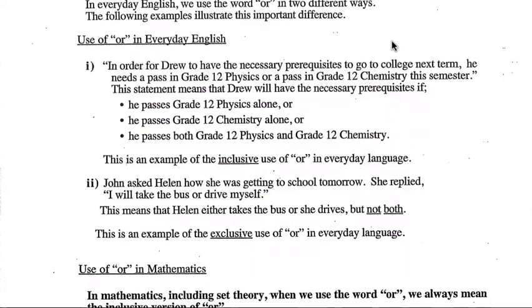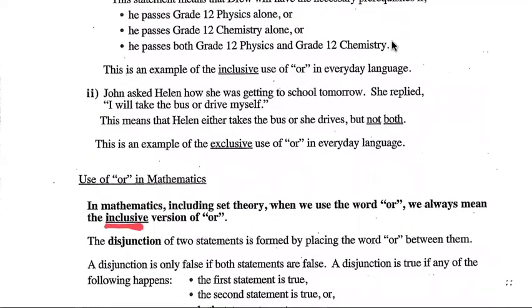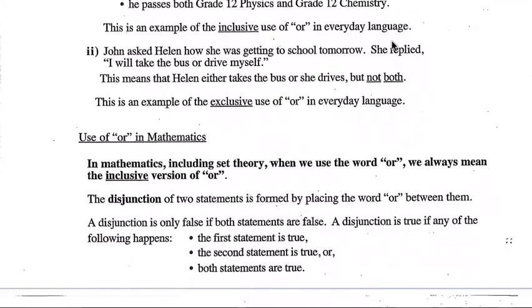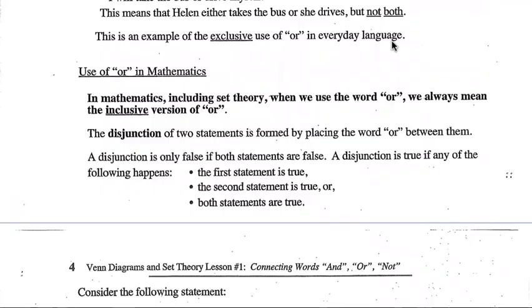Okay. John asked Helen how she was getting to the school tomorrow. She replied, I will take the bus or drive myself. This means that Helen either takes the bus or she drives herself, but not both. Clearly, she can't take the bus and drive herself, so not both. This is an example of the exclusive use of or. So like I'd mentioned, in math, we're only concerned with the inclusive form of or. So when we make our statements using or, we have to make sure that we use that inclusive form of or.